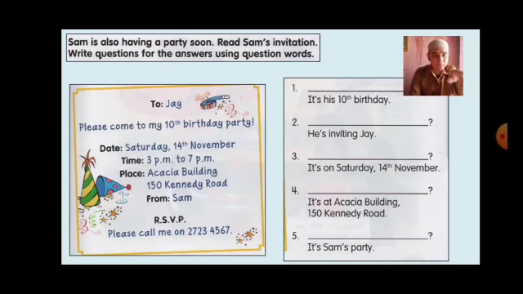And then the last answer. Number 5. It's Sam's party. Then you have an idea from the invitation before. So the question should start with whose. Whose party is it? It's Sam's party.